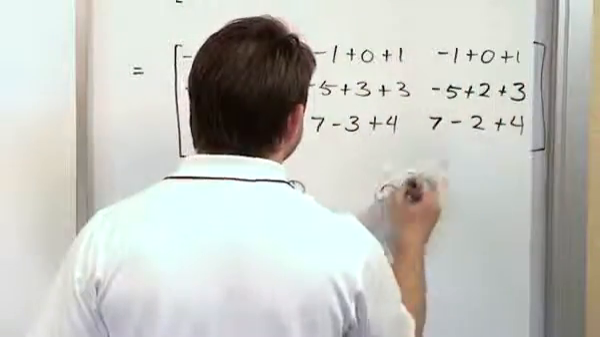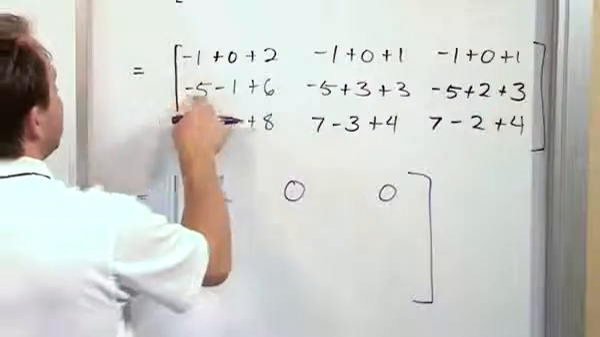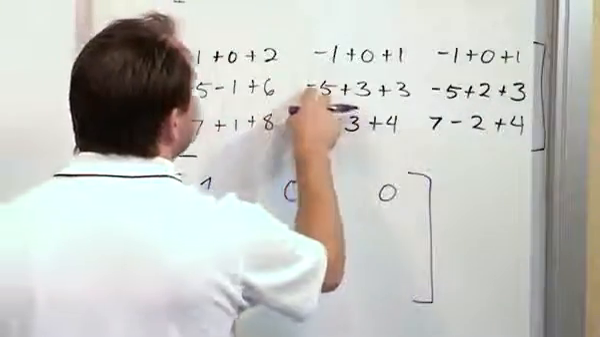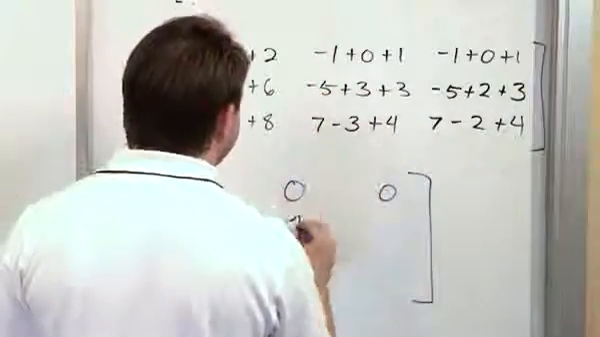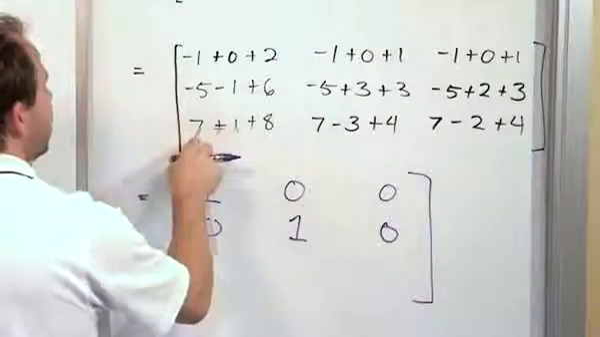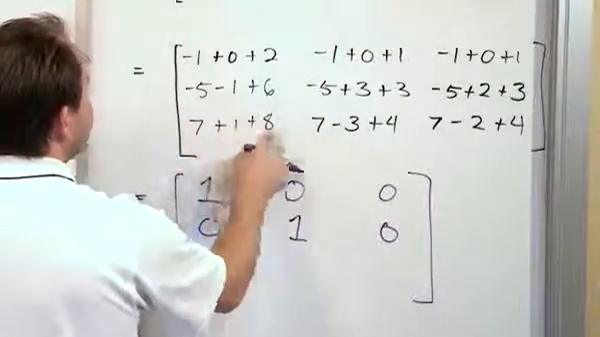-1 plus 1 is 0. Here we have -5 plus -1 is -6, plus 6 is 0. Here we have -5 plus 6 gives me a 1. Here we have -5 plus 5 gives me a 0. Here we have 7 plus 1 is 8, plus 8 is 16.